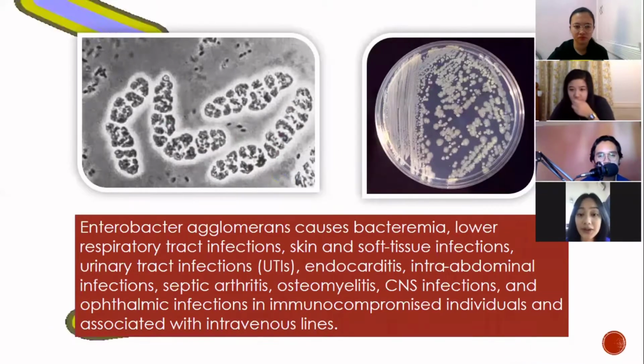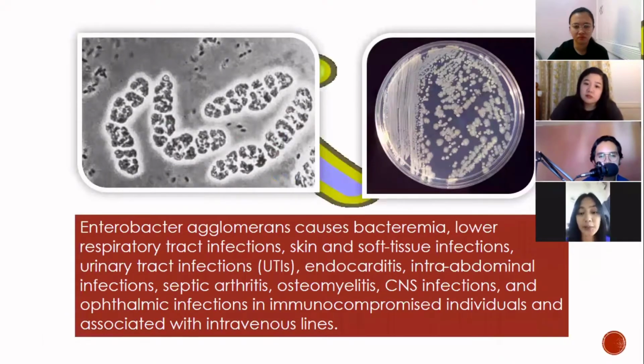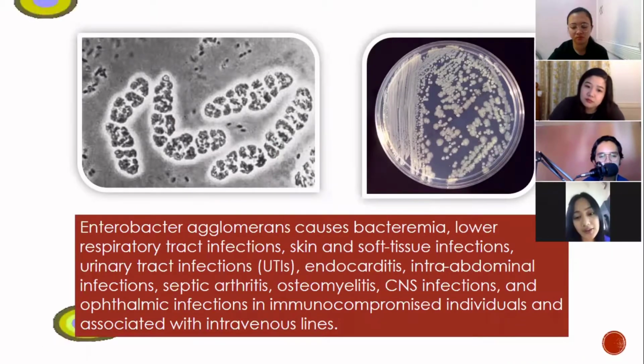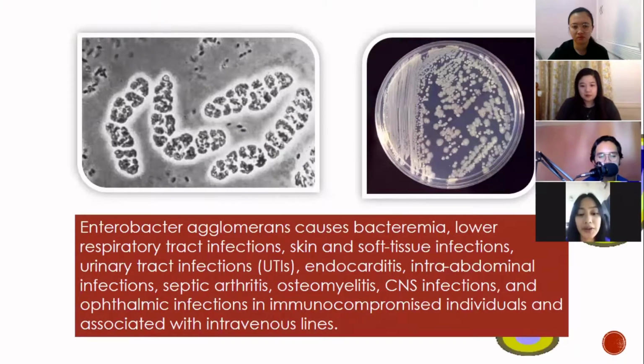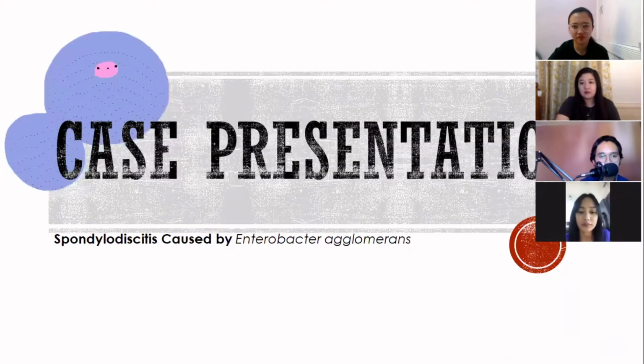Enterobacter agglomerans causes bacteremia, lower respiratory tract infections, skin and soft tissue infections, urinary tract infections, endocarditis, intra-abdominal infections, septic arthritis, osteomyelitis, CNS infections, and ophthalmic infections in immunocompromised individuals and is associated with intravenous lines. Now we will proceed with the case presentation.